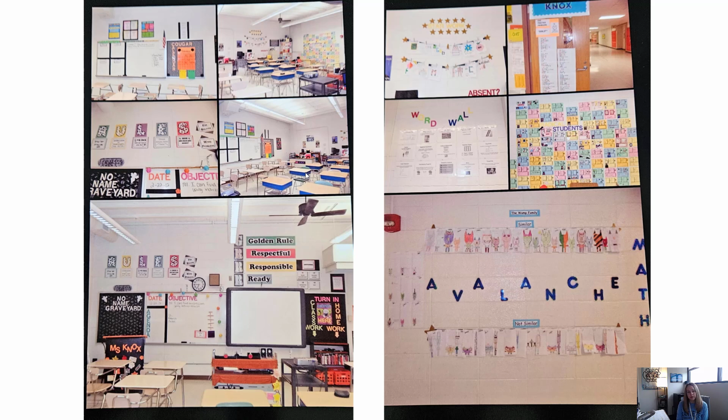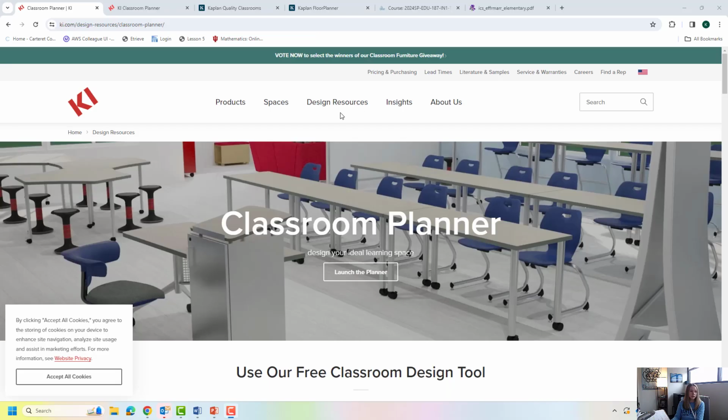So let's look at the assignment that I'm going to have you do this week. All right, so I'm going to go over the first option here. This is the KI Classroom Planner. This is the one that I prefer. Another reason why I prefer this one is that you don't have to create an account with this. So I never want you to feel obligated that you have to sign up for something. So you don't have to sign up for anything with this one. You just click on our link in Moodle and you hit Launch the Planner.